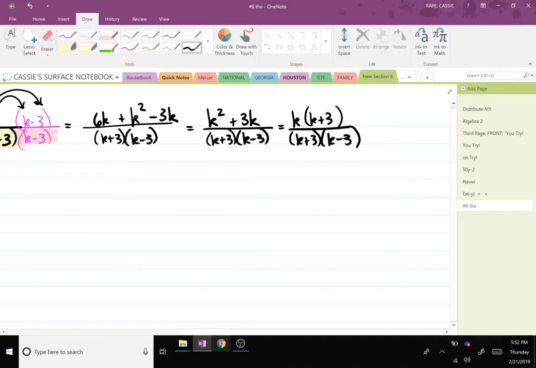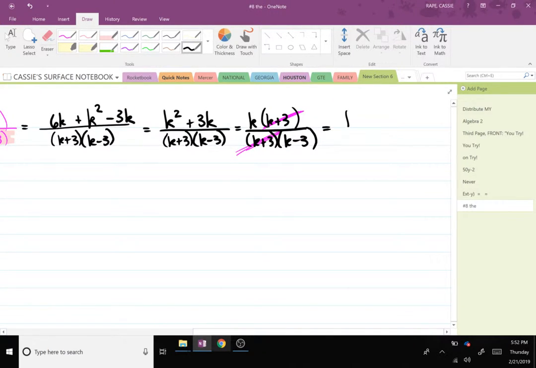Now, you remember what I said, you're looking for forms of 1. If you want to cancel any kind of polynomial, binomial, which means two terms, it's all or nothing. You can never cancel out of an addition or subtraction problem, but you can cancel all of an addition or subtraction problem. And hopefully you're noticing here, k plus 3 over k plus 3, that's going to equal 1, which means that can cancel. And what you end up with is k over k minus 3.